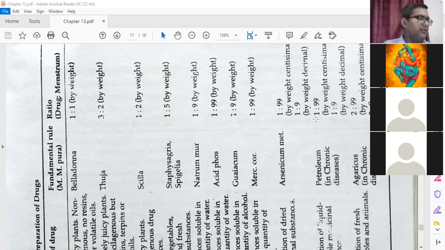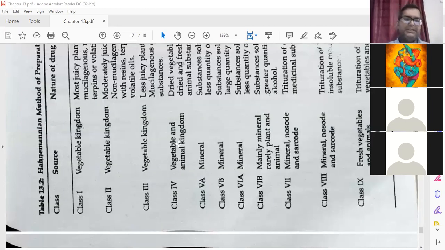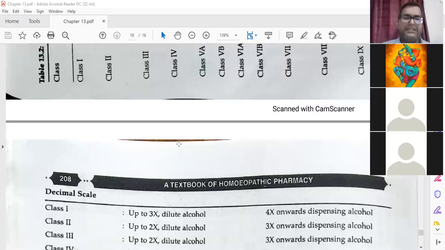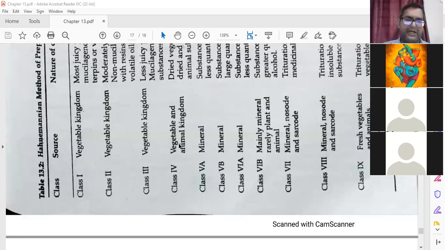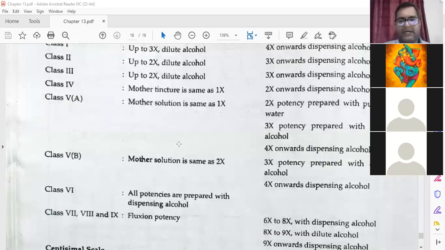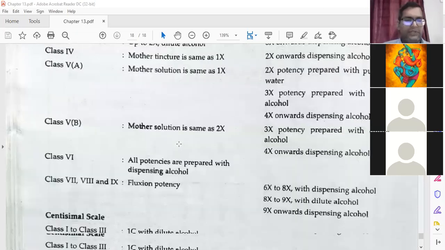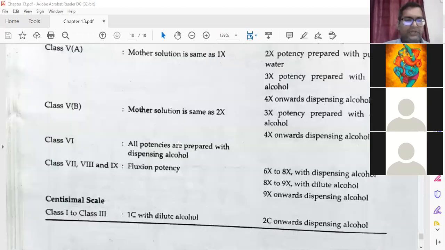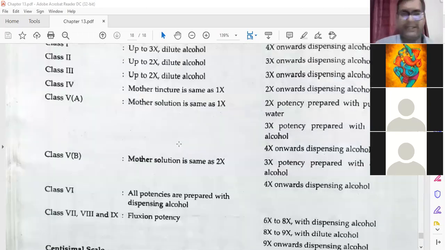Now we will go to the next part. Remember this first page and this last table, the first chart and last table. Next are the decimal scales. Class 1: up to 3x dilutions, and from 4x onwards dispensing alcohol. There is no need to remember this now; you will understand it when we study the potentization chapter.